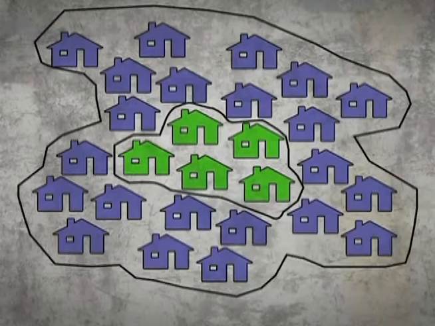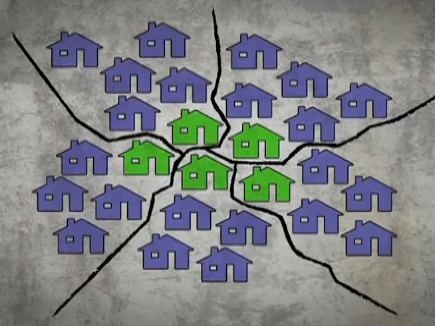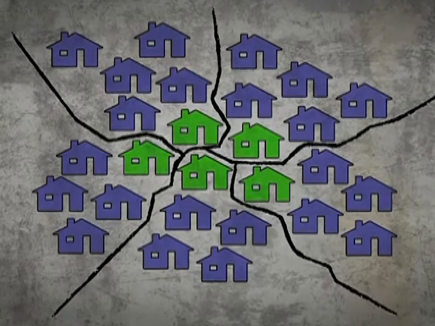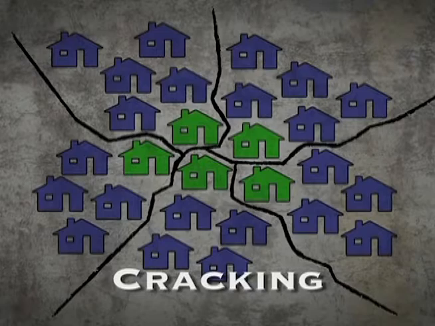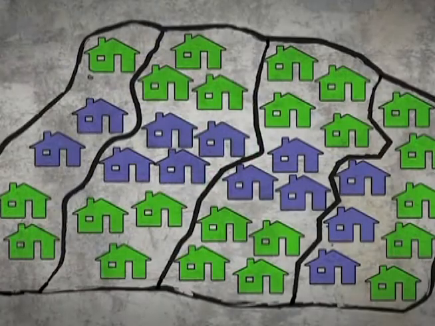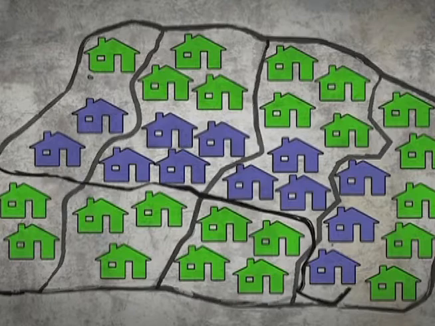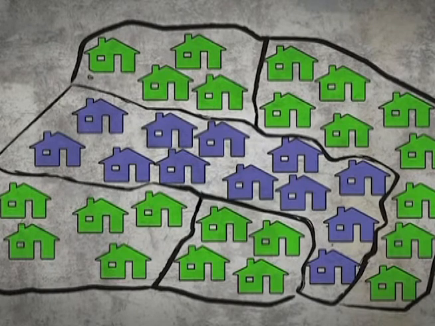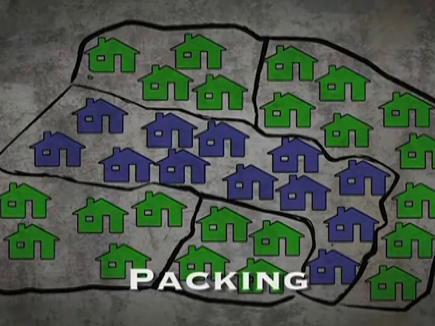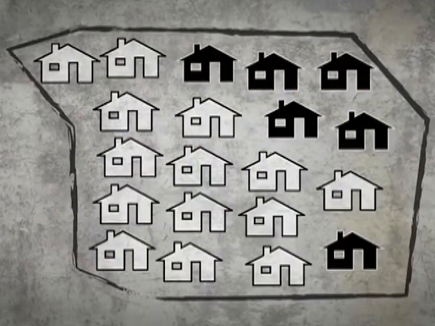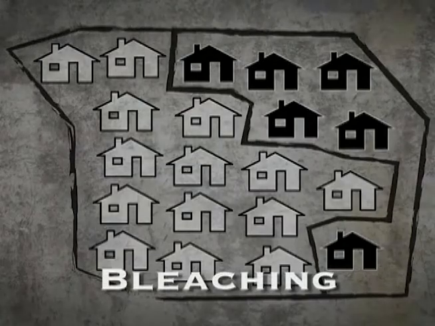For example, a plan can split a community into multiple districts to make sure it can't elect the candidate of its choice. This technique is called cracking. Or a plan can take all the voters that favor the opposing party and lump them all in one district to lessen their impact on surrounding districts. This is called packing. And when race is involved, it's called bleaching.